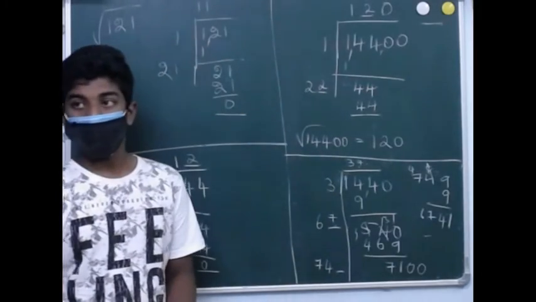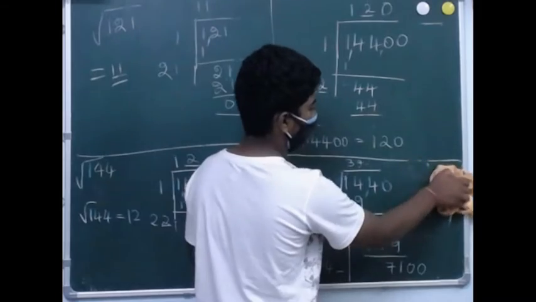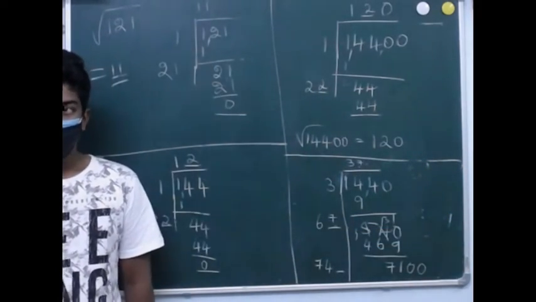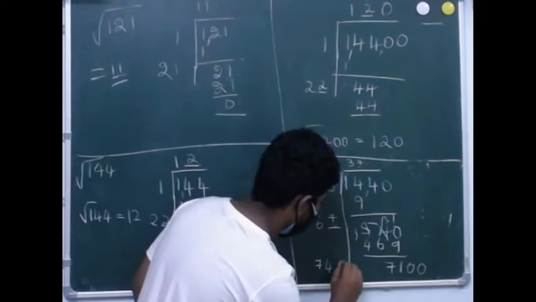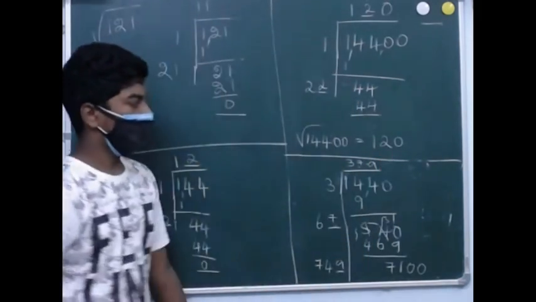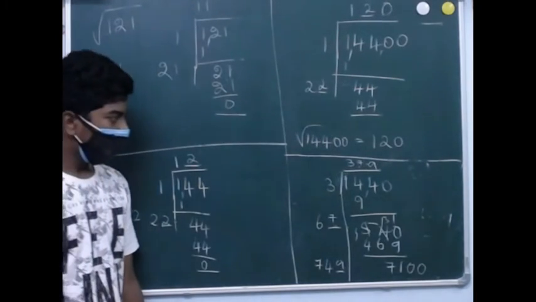6741. So you can put 6741, and if you want to continue, you can continue. Otherwise, you can stop with that number. So you can put 7 here, and 9 here, and there are also 9. So what is the answer? 37.9. Got it? So what is the square root of 1440?